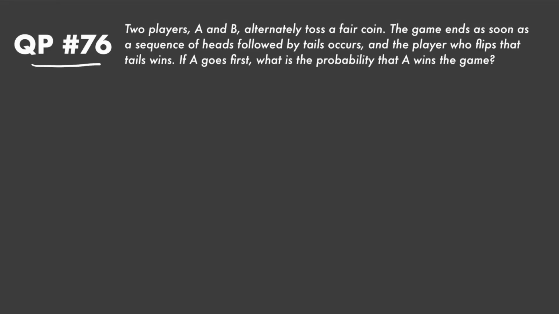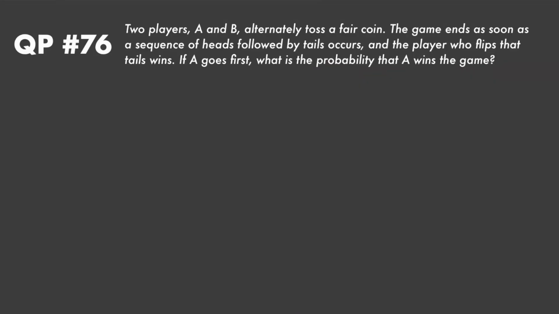Hello everyone, today let's take a look at QP number 76, another conditional probability question and kind of a follow-up to QP number 6. So we have two players A and B who alternately toss a fair coin, and the game ends as soon as a sequence of heads followed by tails occurs, and then the player who would have flipped that tails would win. So if A goes first, what's the probability that he wins?